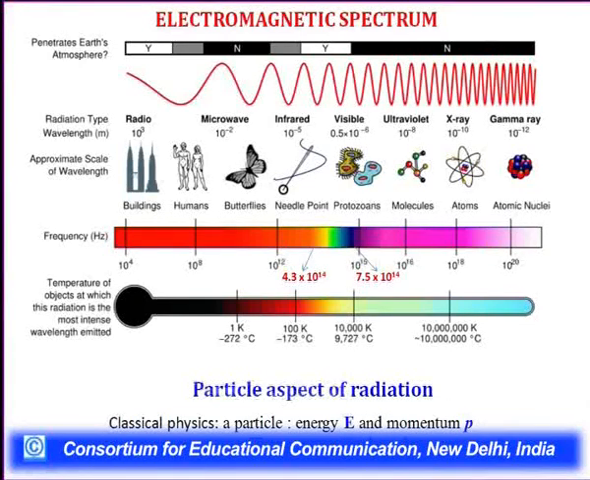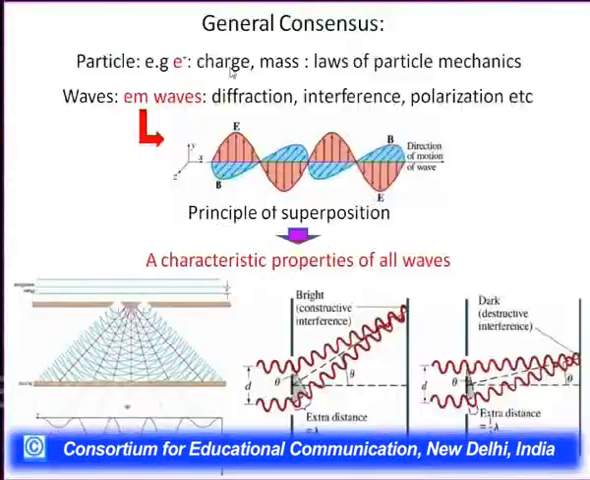In classical physics, a particle is defined by its energy E and momentum p, and a wave is defined by its amplitude and wave vector k. But in quantum physics, a particle is defined by charge, mass, and the laws of particle mechanics, and waves are defined as electromagnetic waves, where we define diffraction, interference, polarization, etc. This is the superposition principle. Here we consider the superposition of waves.